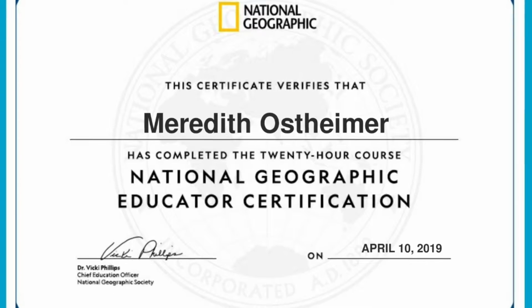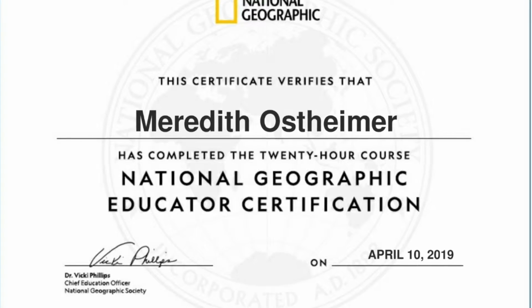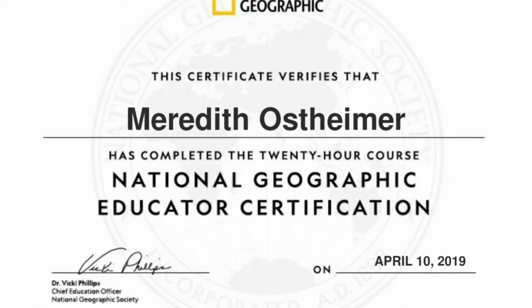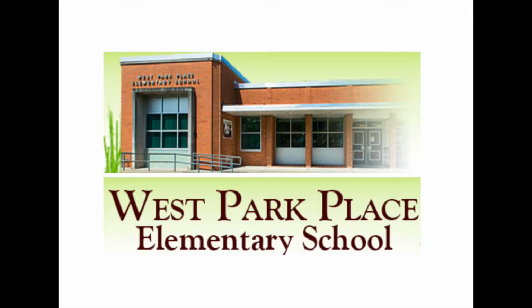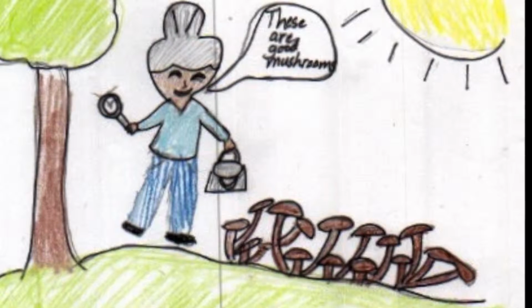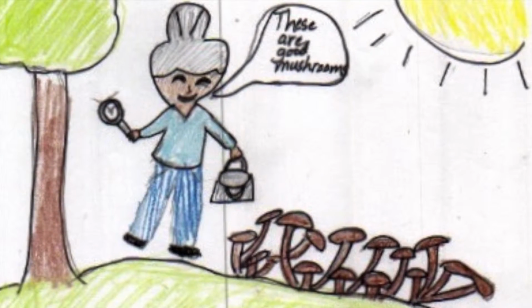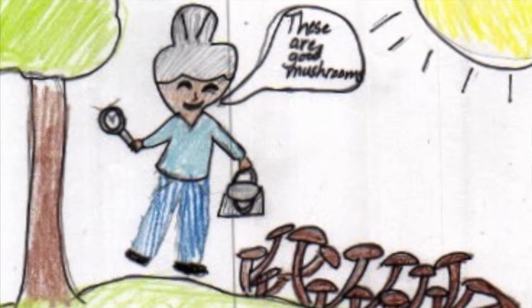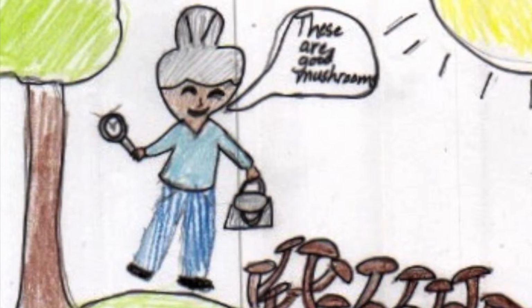My name is Mary Ostheimer, and I've recently become a National Geographic Certified Educator. I teach second grade at West Park Place Elementary School in Newark, Delaware. My second grade class and I took the challenge to learn all about Mary Muchane and mushrooms. My students built science, theater, leadership, and art skills as we researched Mary and the types of mushrooms she investigates.